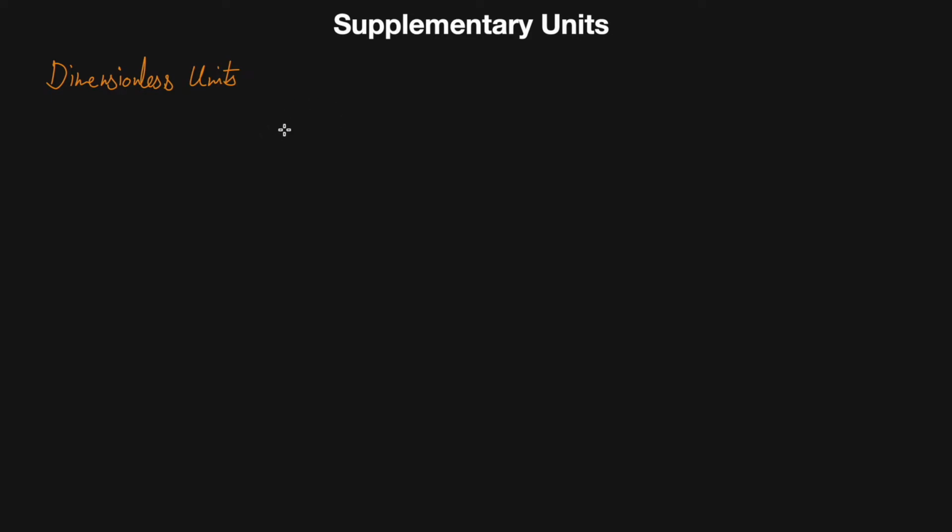And when the SI was first established, it was defined by three categories of units: base units, supplementary units, and third, derived units.